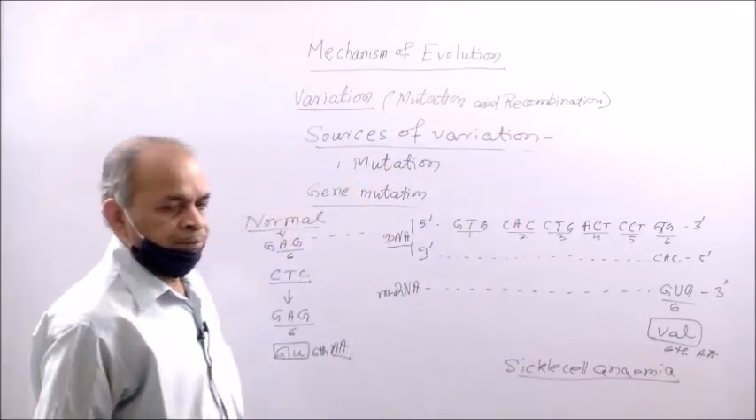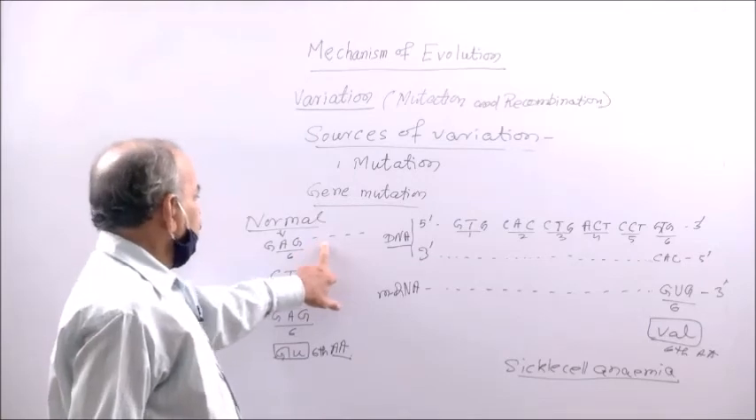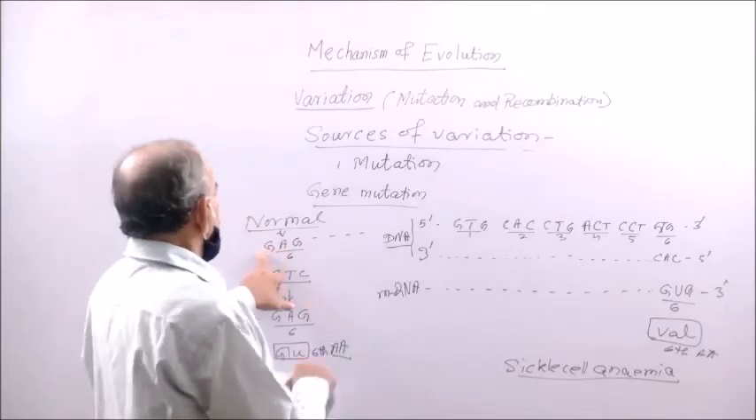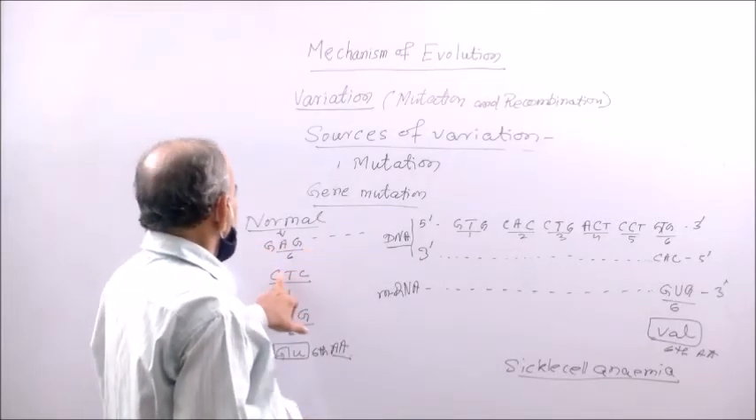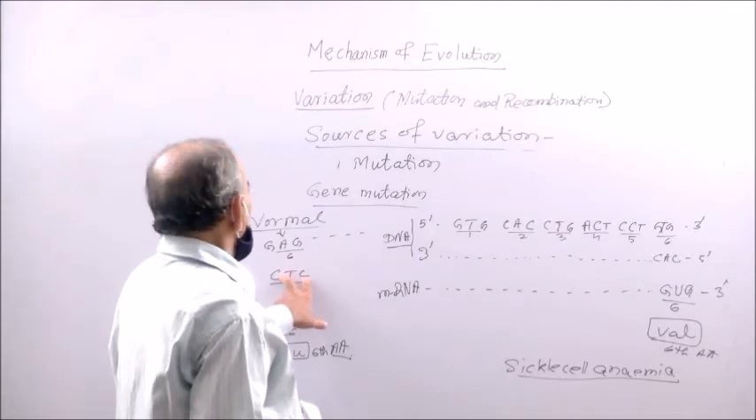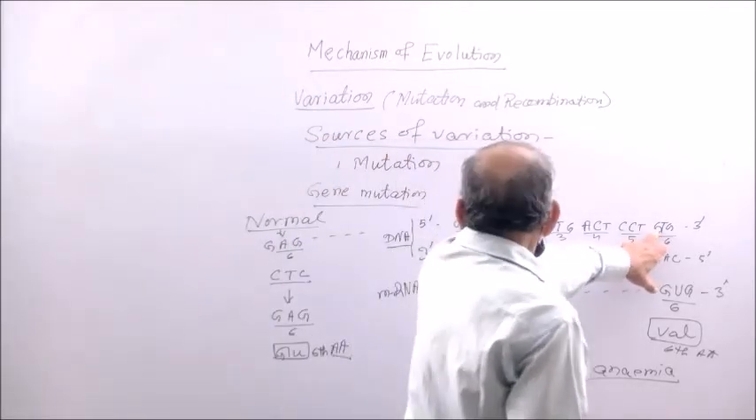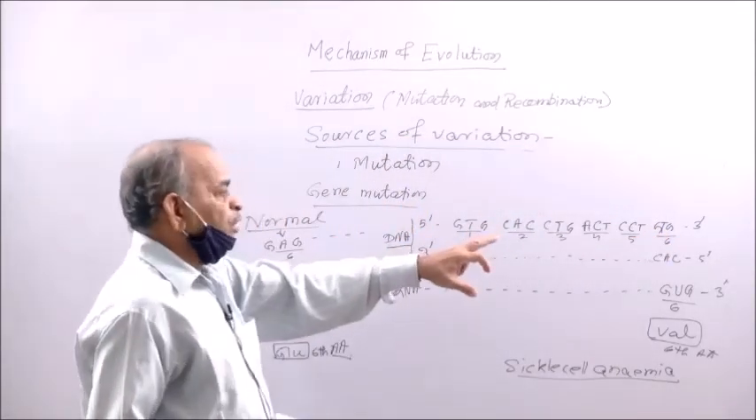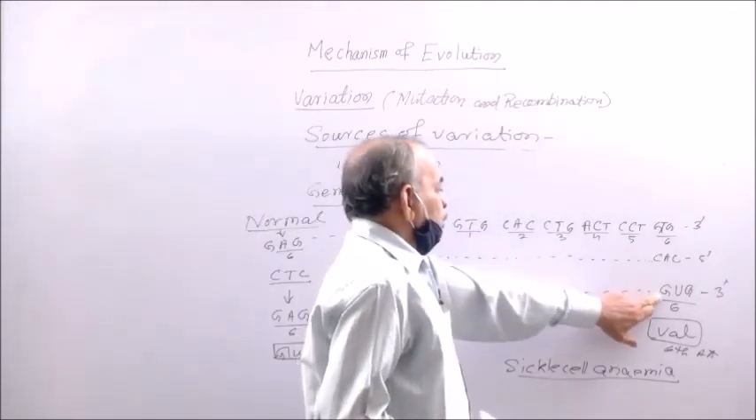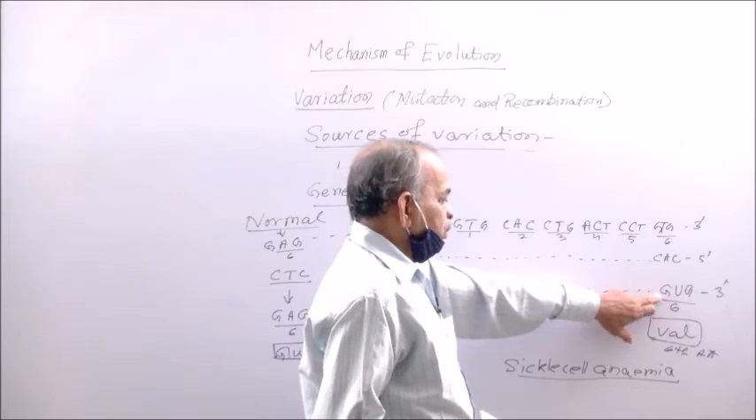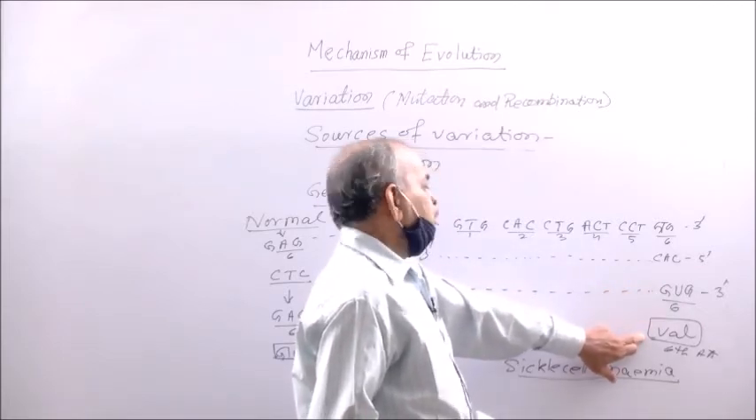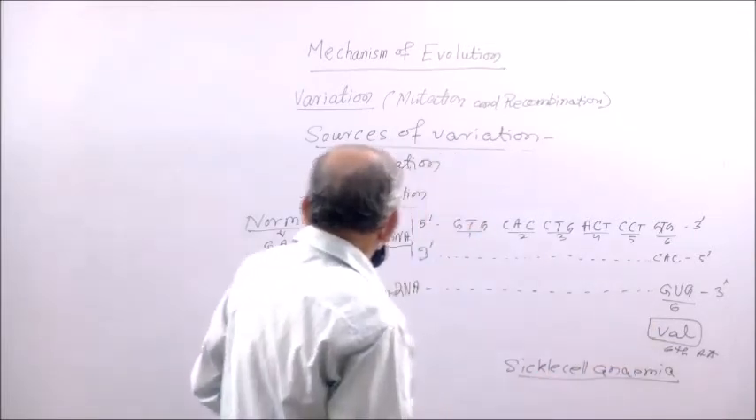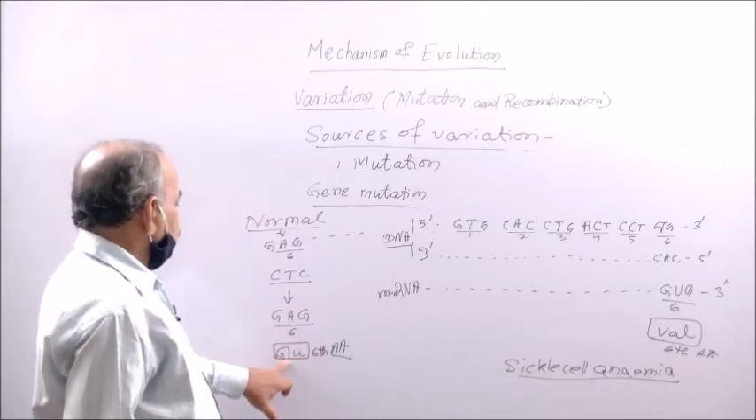Sickle cell anemia. So you can see here, this is the normal sequence, 5' end and 3' end. So GAG normal, and here it is CTC. But here you see a point mutation: instead of GAG it is GTG. A has been replaced or substituted by T. Now mRNA becomes GUG, and the amino acid produced is the 6th amino acid, that is valine. But in normal it is glutamic acid.